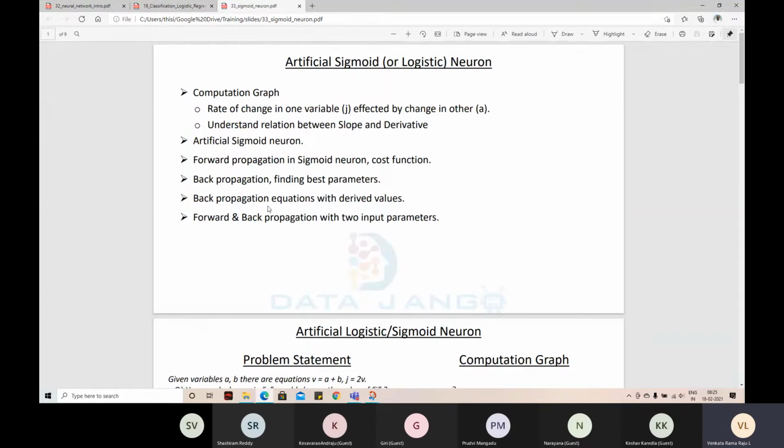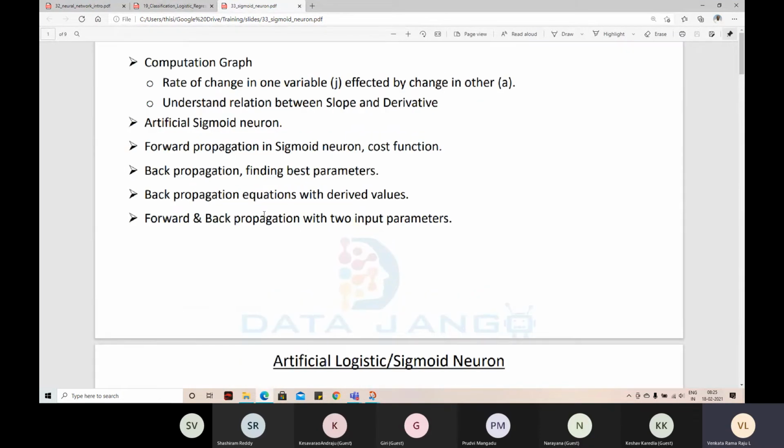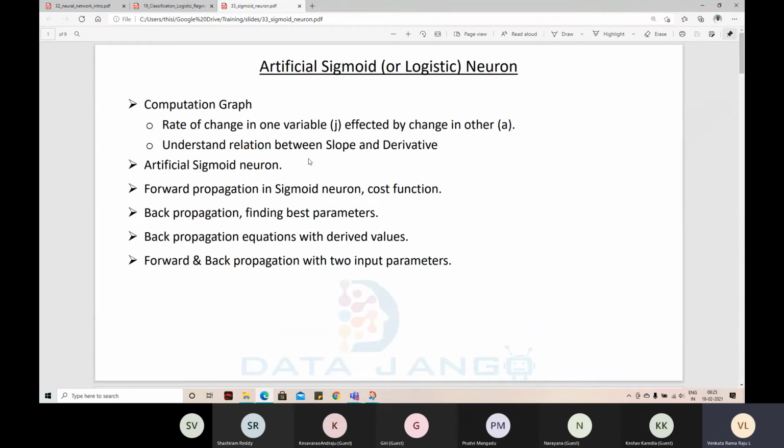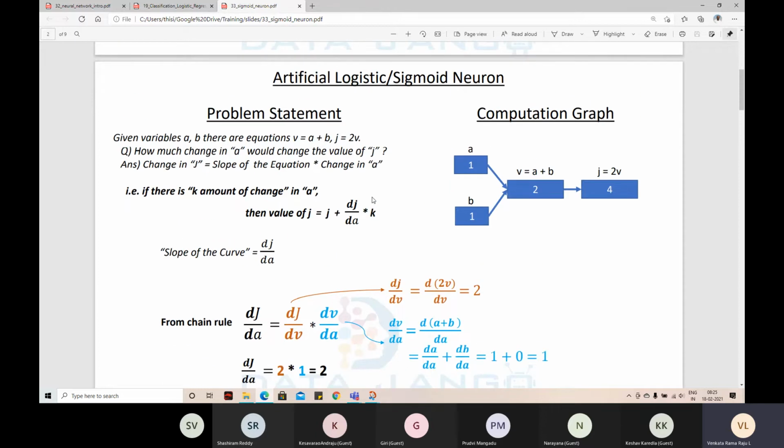Sigmoid neuron. We already know this, but I am trying to reiterate because you would have forgotten a little bit. It's been a long time, and we have introduced lots of stuff in between. So artificial sigmoid or logistic neuron. We call it a logistic neuron, not logistic regression. Simply, we call it a logistic neuron or sigmoid neuron. I already showed you this, right?